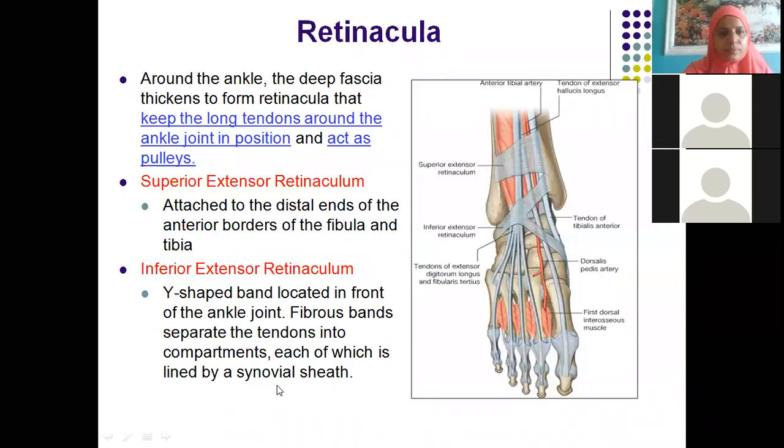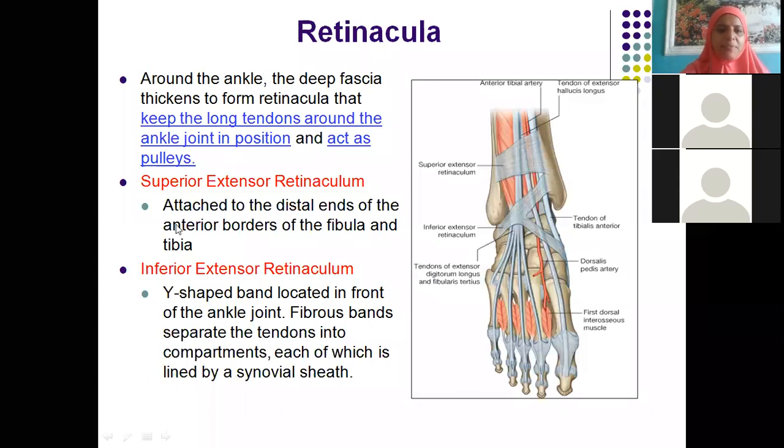Now see here, retinaculae. You can see this is the superior extensor retinaculum and this is the inferior extensor retinaculum. Retinacula are nothing but what, beta? It is thickening of deep fascia. They keep long tendons around the ankle joint in position, and they also act as pulleys. So we have superior extensor retinaculum and inferior extensor retinaculum.